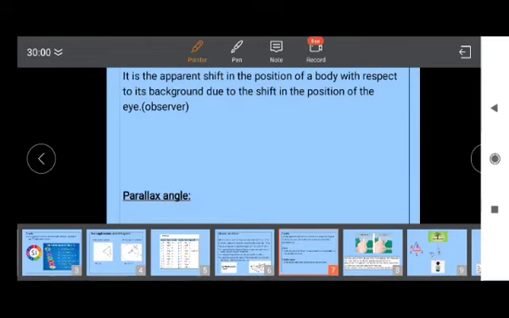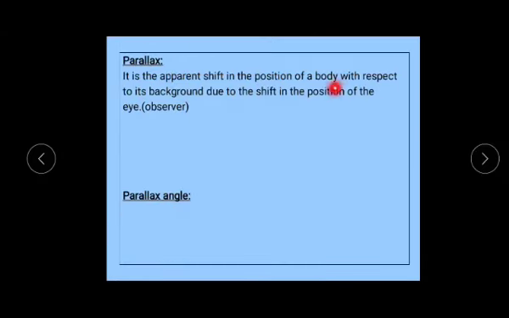Apparent shift in the position of a body with respect to its background due to shift in the position of the eye. So when you close the left eye, it appears at one position. When you close the right eye, it appears to be shifted. So this is called parallax.